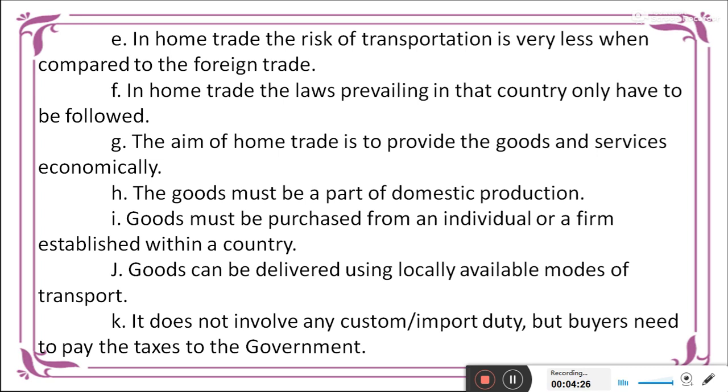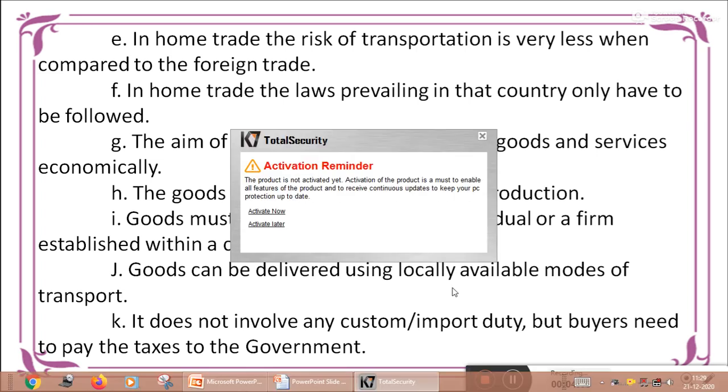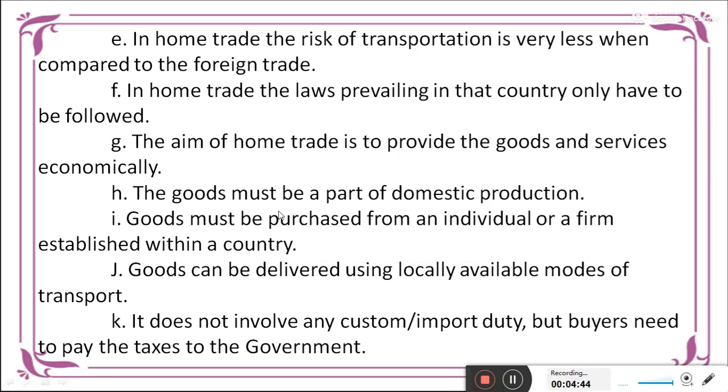So whatever the law says, we produce the goods and services accordingly. The aim of home trade is to provide goods and services economically. They produce the goods and services economically, that is, more cheaply, producing goods suited to the consumer. The aim of home trade is to provide goods and services economically.